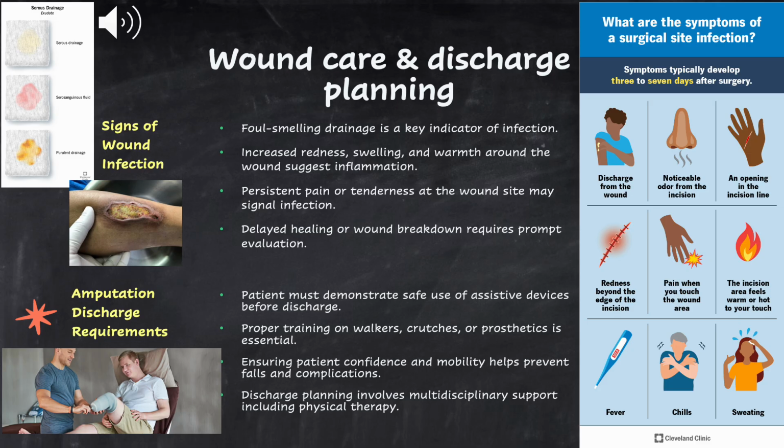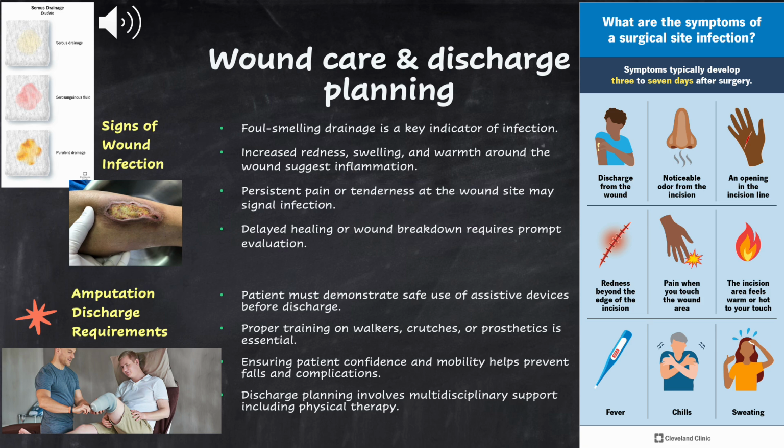First, signs of wound infection. Foul-smelling drainage is a key indicator of infection. Increased redness, swelling, and warmth around the wound suggest inflammation. Persistent pain or tenderness that does not improve may also signal infection. If you see delayed healing or wound breakdown, that requires prompt evaluation.